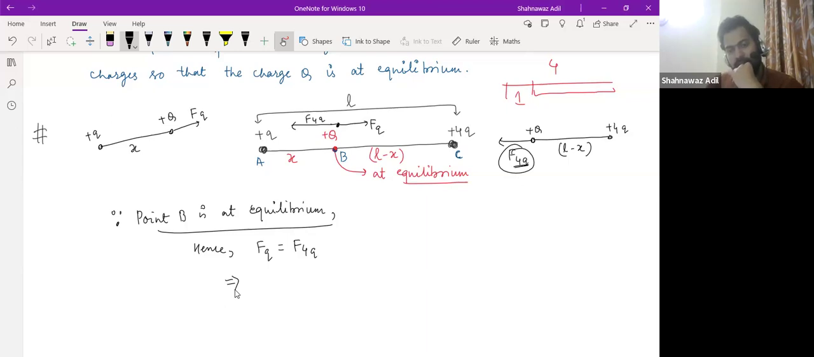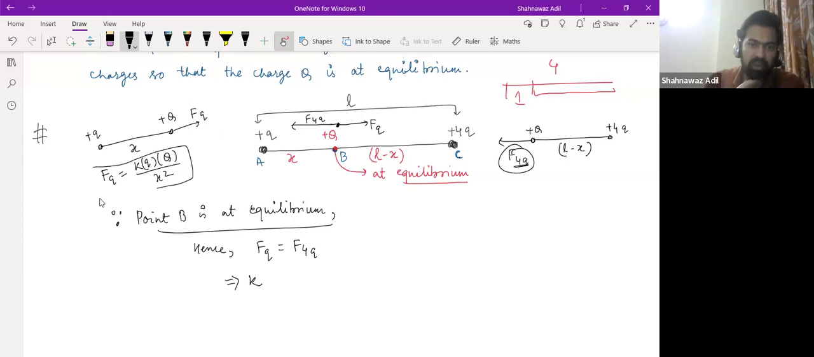What was Coulomb's law? It's Q1 into Q2 divided by R square. Yes, absolutely correct. So K Q1 Q2 by R square. Right. Yes, sir. So you have K and what is charge 1? What is Q1? So FQ, let me write it in here: K, this charge, by separation square. Right. Yes, sir. And then what would be F4Q from here? Can you tell me?